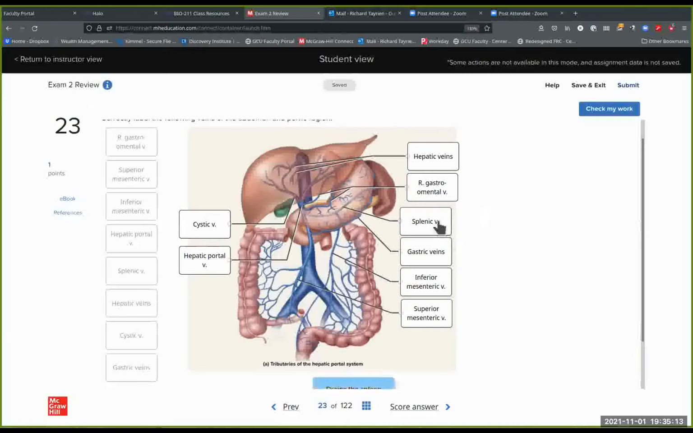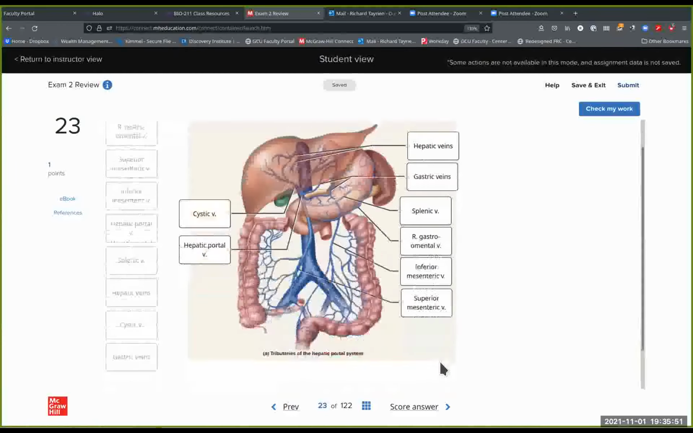I want to make a correction here. These are the gastric veins. This is gastro-omental because it runs along this edge. And then the gastric veins, right gastro-omental, it comes off here. Gastric veins roll into the hepatic portal vein. Okay. Gastric, splenic, gastro-omental. Probably won't see this, but all right.